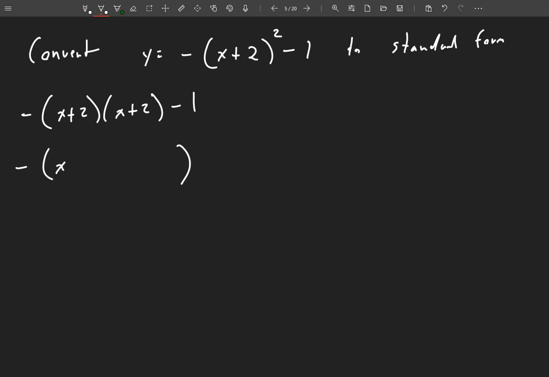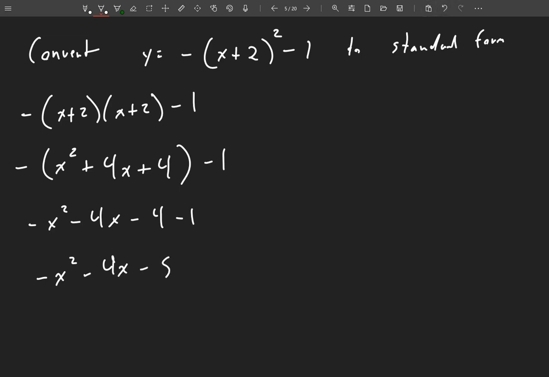So this is x squared plus, I'm going to do some shortcuts here because I'm assuming hopefully you're good at FOIL by now. So when you do all that stuff and simplify it, it becomes this. Now this negative is going to change all these signs. So now I have negative x squared minus 4x minus 4 and then minus 1. So now, combining those last terms, I have, forgot an x, minus 5. So this is standard form.